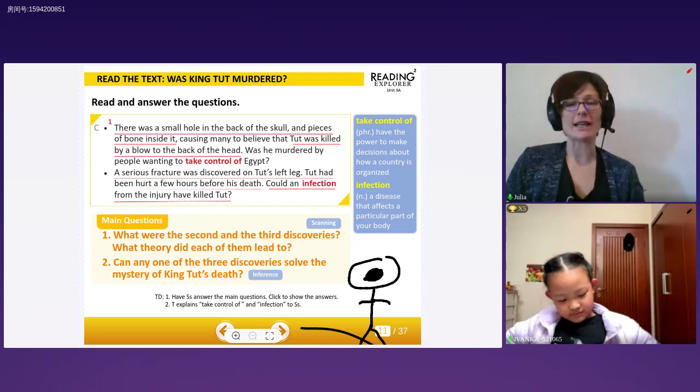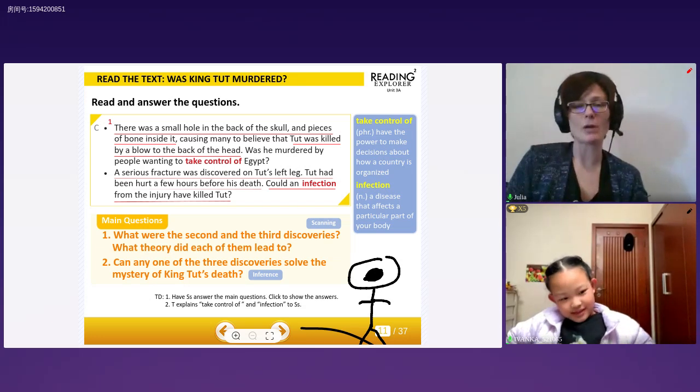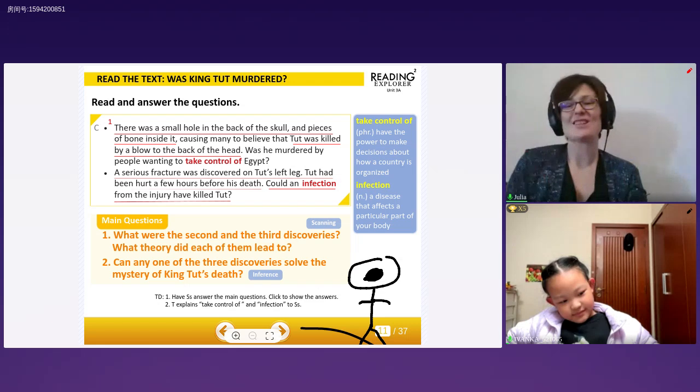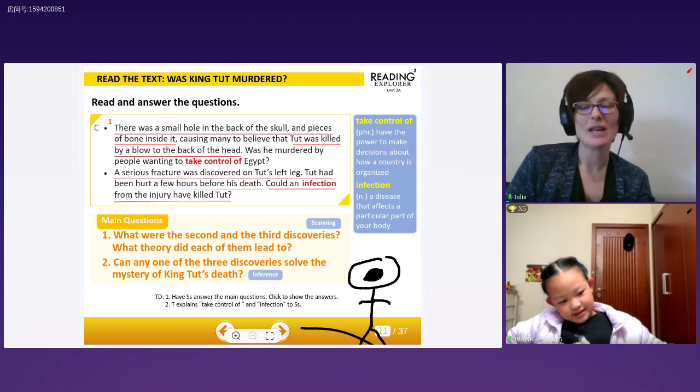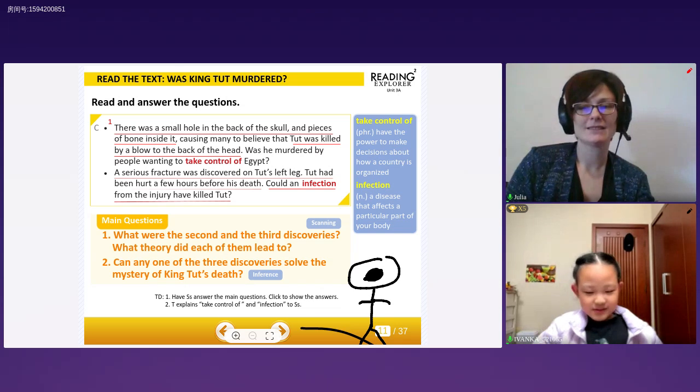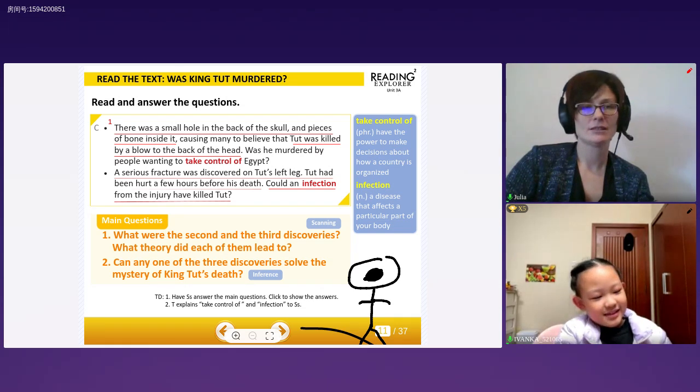What happened to his leg? We have one more probable cause. Cause, just cause. What happened to his leg? I think his leg is kind of injured really badly.